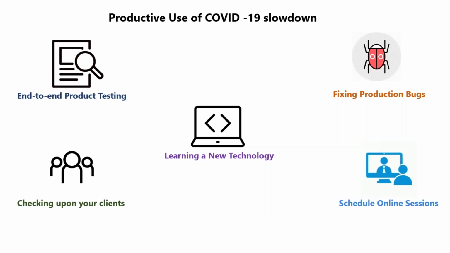So this is a bonus slide actually. How to be productive in the COVID-19 slowdown. Some of the tips which I found very helpful. Since it's a slowdown, if you are a product company, you will get ample time to do product testing, end-to-end product testing. You can fix production bugs now. It's a time when customers are not so active, and you get a lot of time to fix bugs. You can learn a new technology.